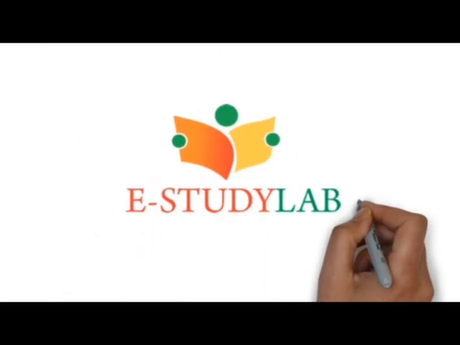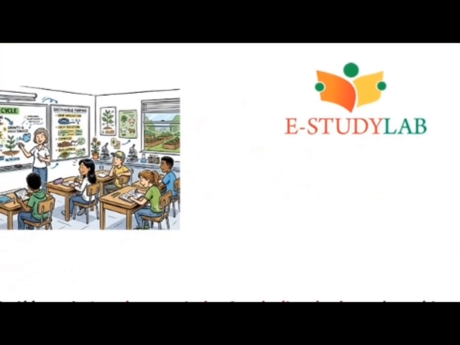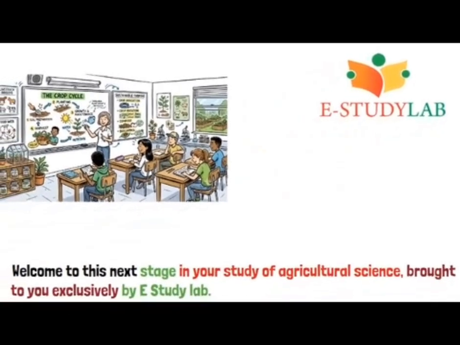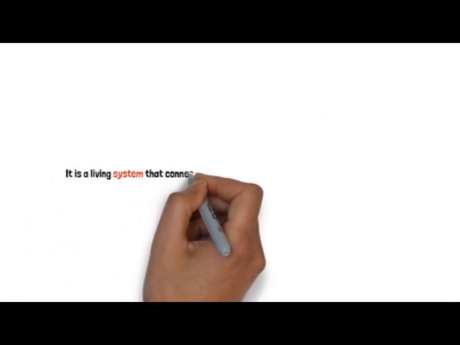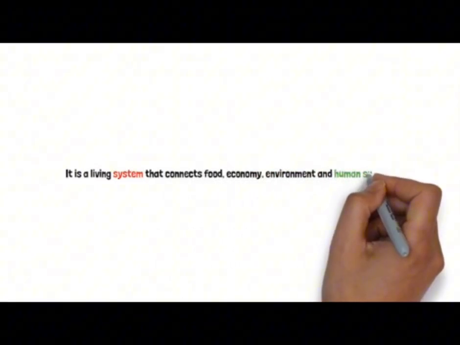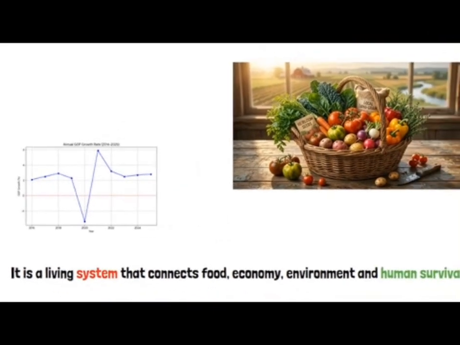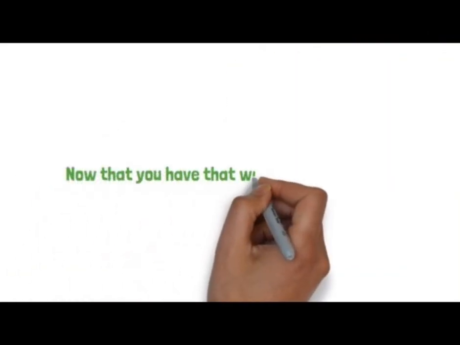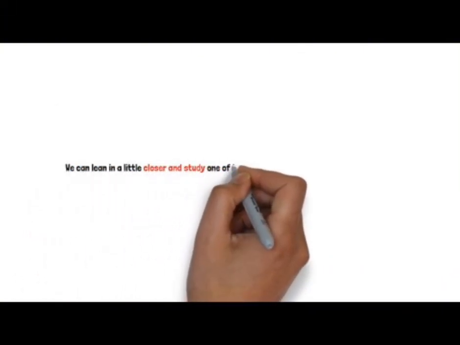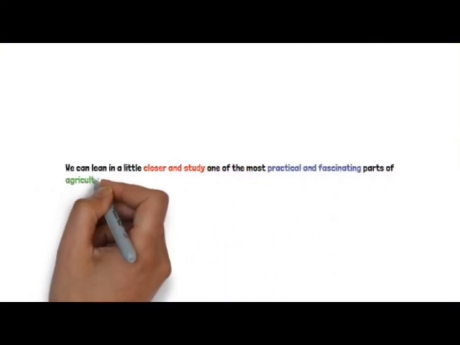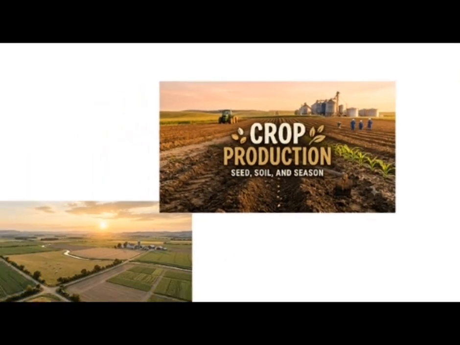In our previous session, we spoke about agriculture as something much larger than farming alone. It is a living system that connects food, economy, environment, and human survival. Now that you have that wider picture in mind, we can lean in a little closer and study one of the most practical and fascinating parts of agriculture: crop production.